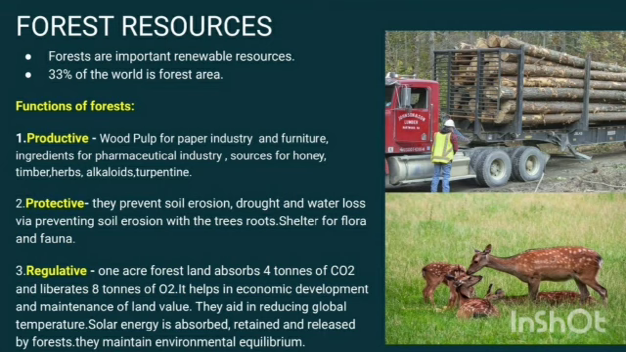Protective: they prevent soil erosion, drought, and water loss. We prevent soil erosion with the trees' roots. They also provide shelter for flora and fauna. Regulative: 1 acre of forest land absorbs 4 tons of CO2 and liberates 8 tons of O2. It helps in economic development and maintenance of land value.